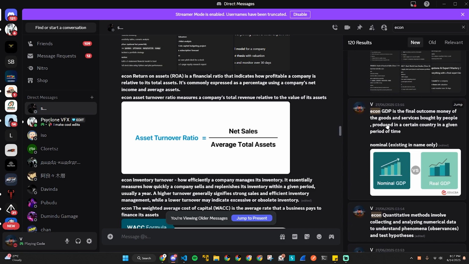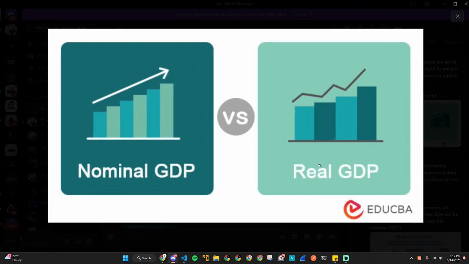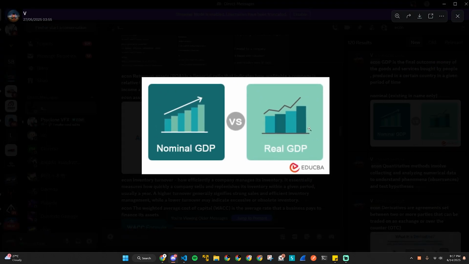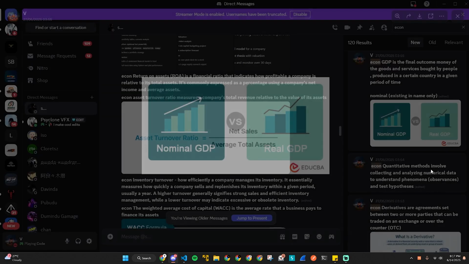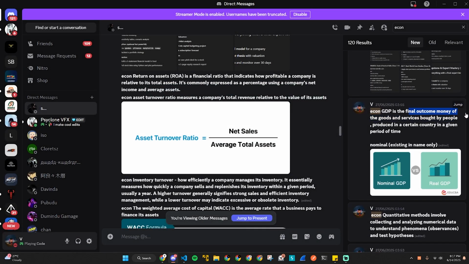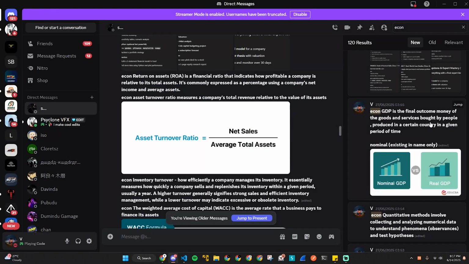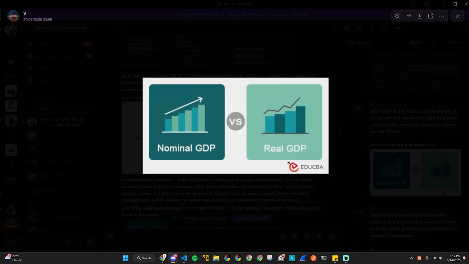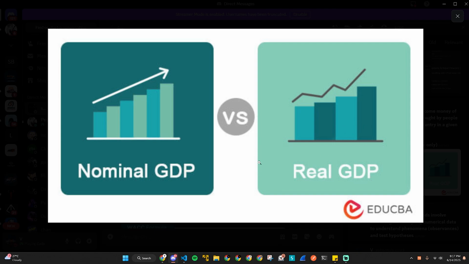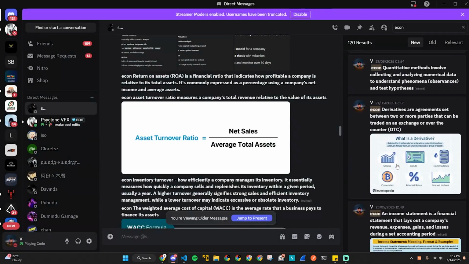I'll explain this. I went through this. Nominal GDP, gross domestic product, is how much buying and selling happens in a certain economy: the final outcome of money from the goods and services bought by people and produced in a certain country in a given period of time. Nominal is in the name only, and this is the real GDP. That's why this is like an average, a mean.